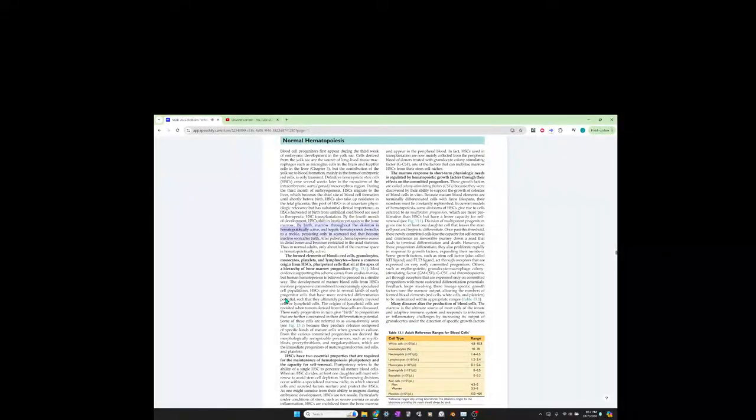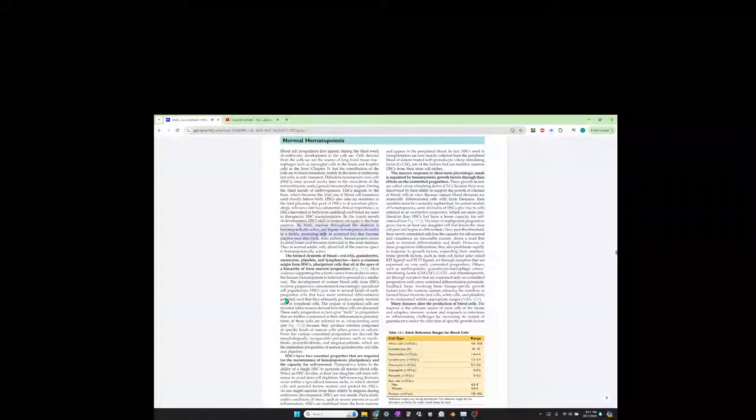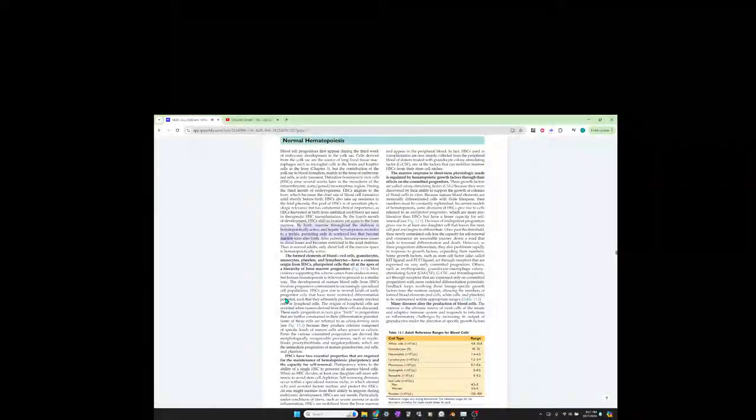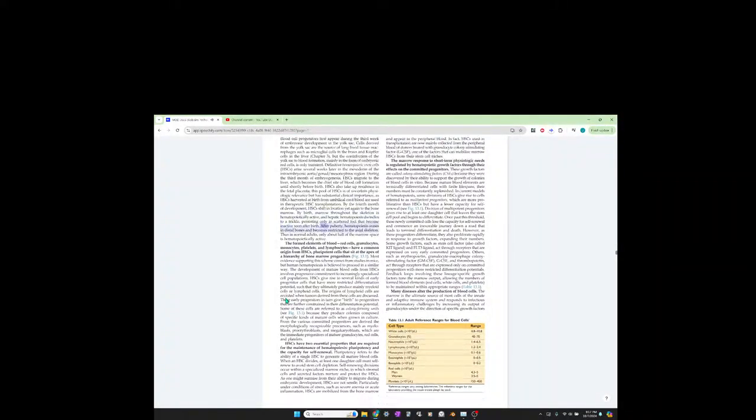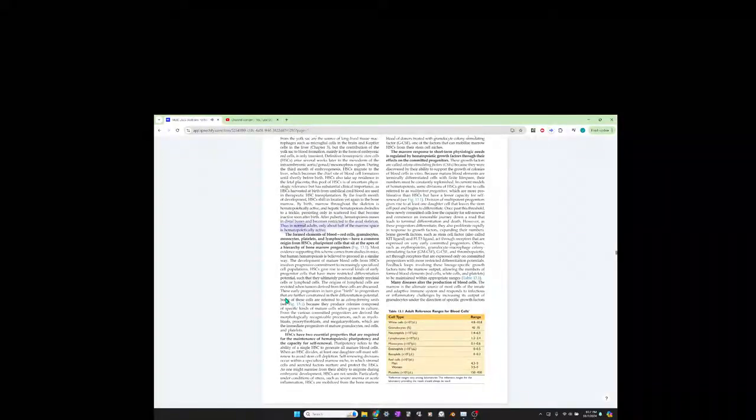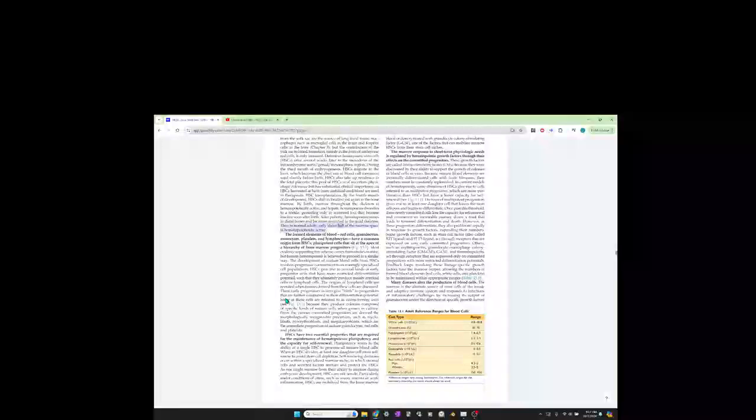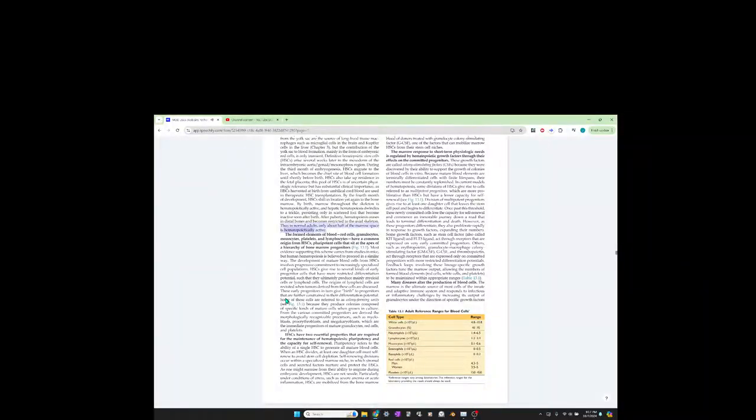By the fourth month of development, HSCs shift in location yet again to the bone marrow. By birth, marrow throughout the skeleton is hematopoietically active, and hepatic hematopoiesis dwindles to a trickle, persisting only in scattered foci that become inactive soon after birth. After puberty, hematopoiesis ceases in distal bones and becomes restricted to the axial skeleton. Thus, in normal adults, only about half of the marrow space is hematopoietically active.